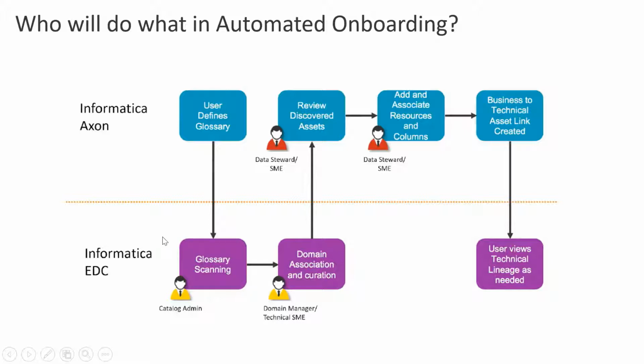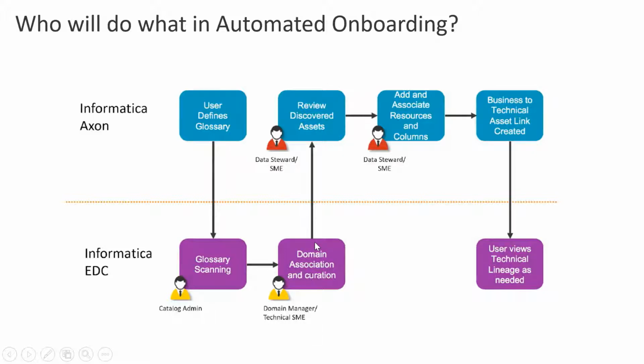We will do this job. We will see how this glossary will be on the Axon side. We will create this link. We will send the glossary information into EDC and then do the domain association and curation. So this is typically done by a technical subject matter expert.